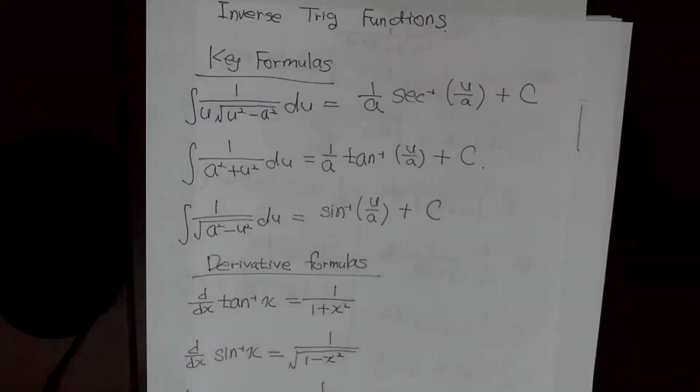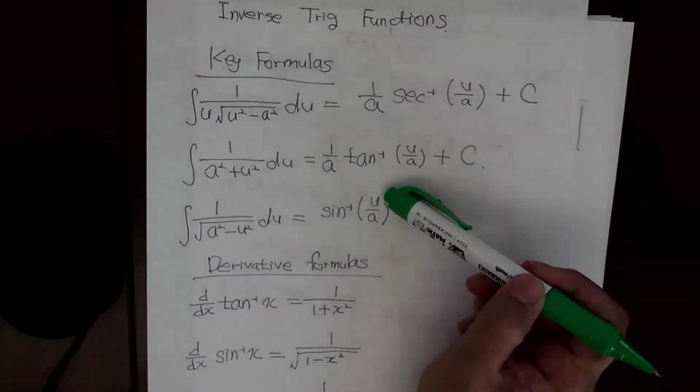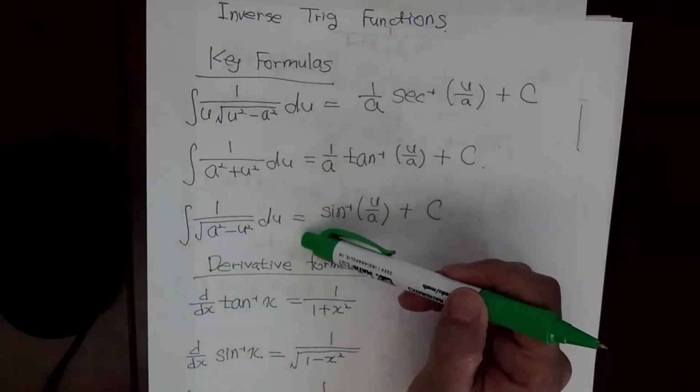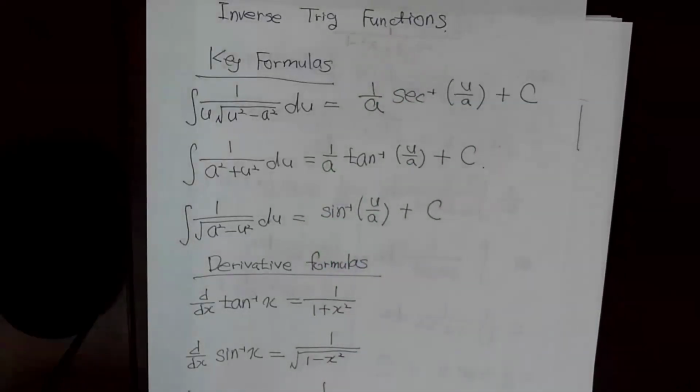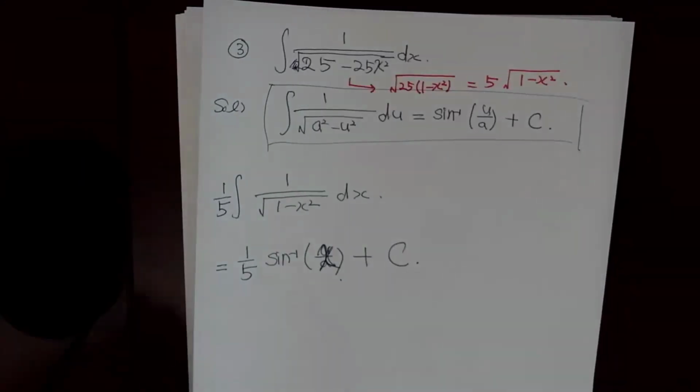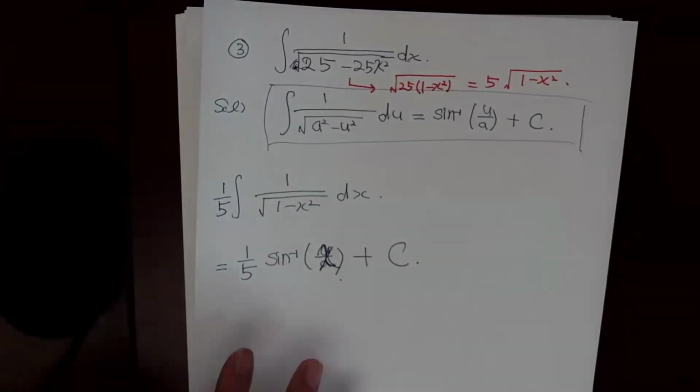So as you can see, if you look at the formulas, for both secant inverse and tangent inverse there is 1 over a, but for sine there is no 1 over a here, right? So it's quite confusing, but you have to be clear about how things are going.